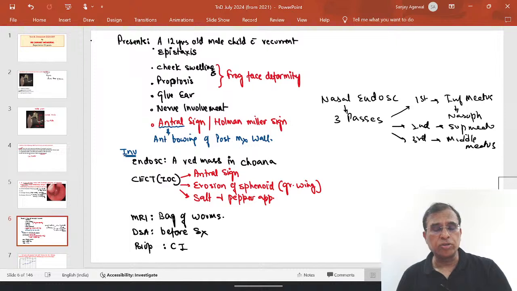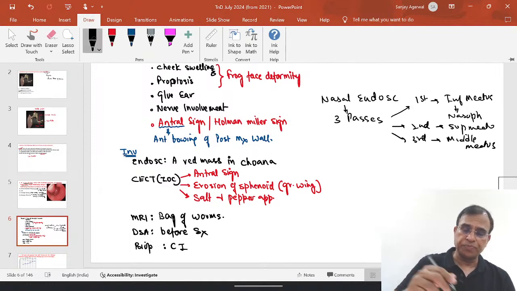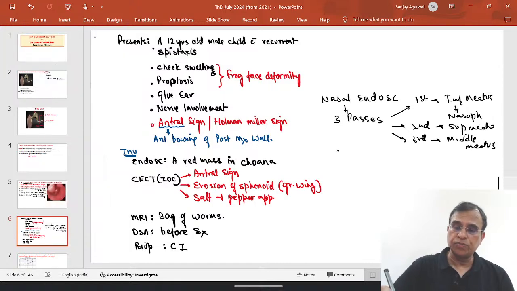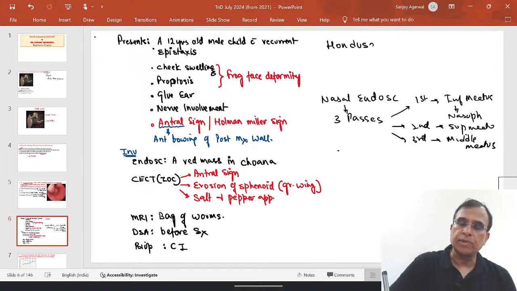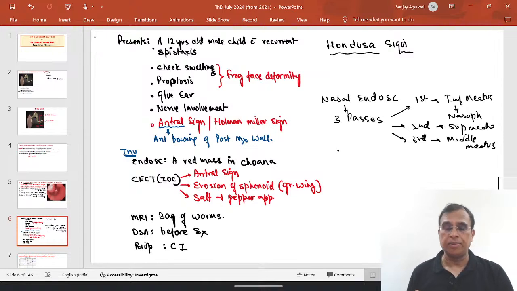Yes, there are other things also. Hondusa sign. Somebody says Hondusa sign is also one of the features of angiofibroma. But Hondusa sign is a very uncommon sign. Hardly ever, I don't remember it has ever been asked. But yeah, this is definitely a sign, so you can try and remember that Hondusa sign also.